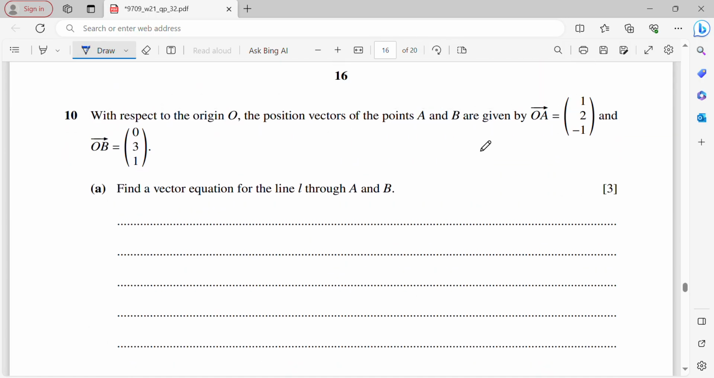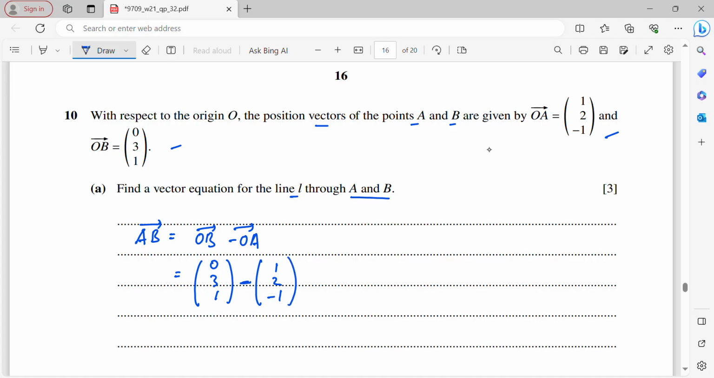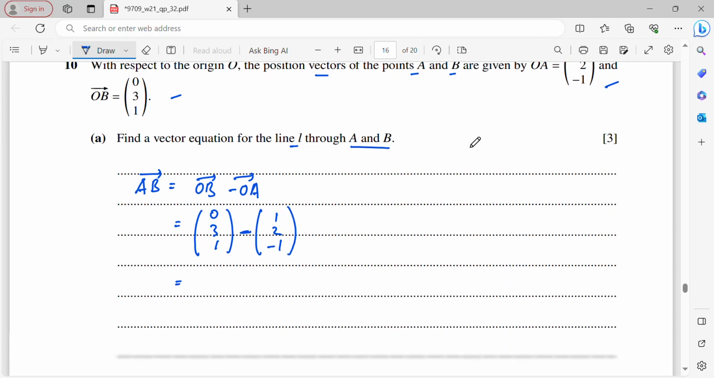Now next question is number 10. With respect to the origin, the position vectors of A and B are given by these two. Find the vector equation for the line L through AB. So firstly, we need to find the direction vector of AB. So vector AB is vector OB minus vector OA. So this is going to be (0, 3, 1) minus (1, 2, -1). Therefore, 0 minus 1 is -1, 3 minus 2 is 1, 1 minus -1 is 2. That is the direction vector.